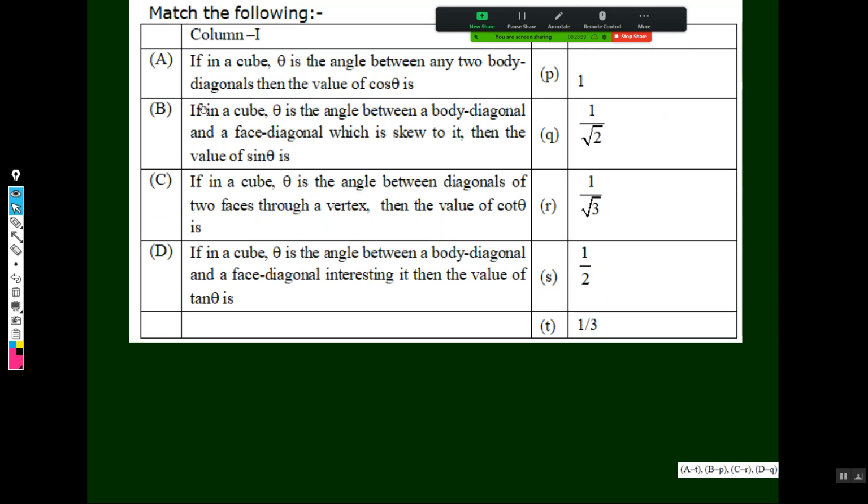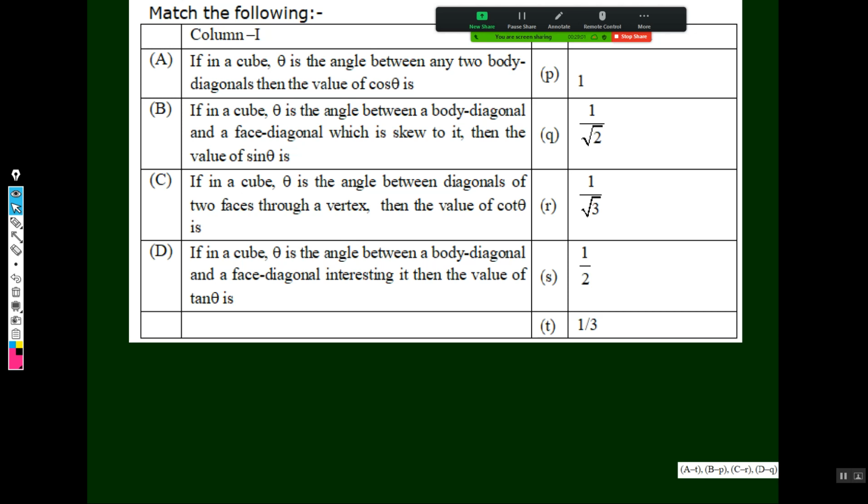The question is, if in a cube, theta is the angle between the body diagonal and the face diagonal which is skewed to it, then find the value of sine theta. A student says theta is 90 degrees, so sin 90 is 1. Yeah, just try it, please.